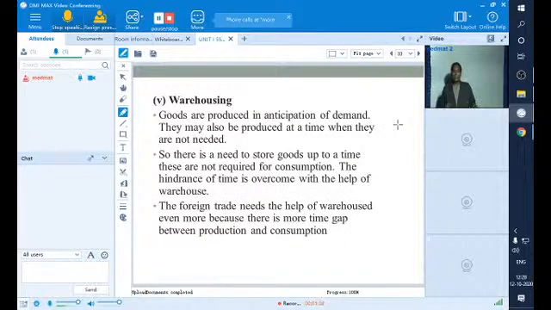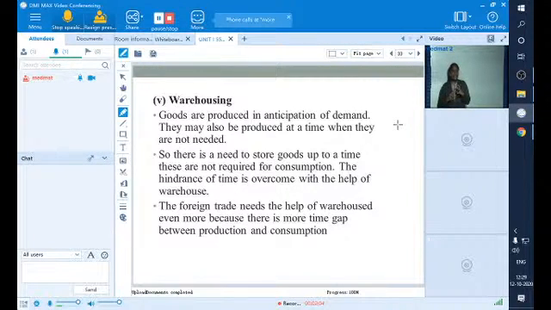Fifth one is warehousing. Goods are produced in anticipation of demand. For what purpose am I going to produce the goods? There is a demand in a particular market or particular area. So based on that demand, I am producing the goods in a company. So here the goods are produced in anticipation of demand.